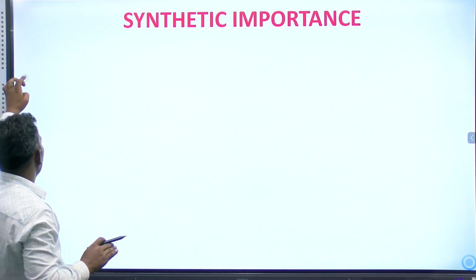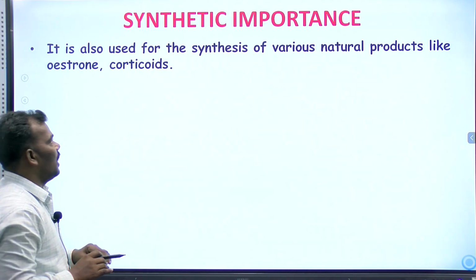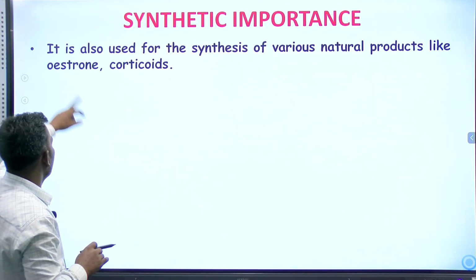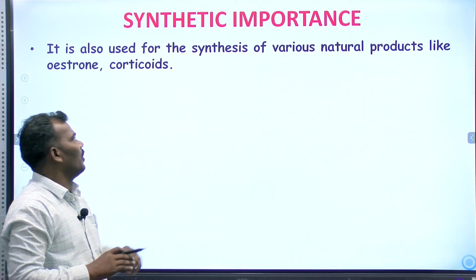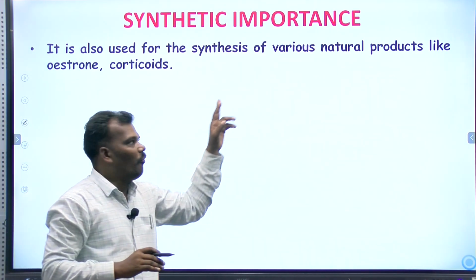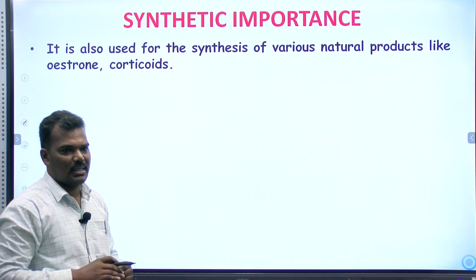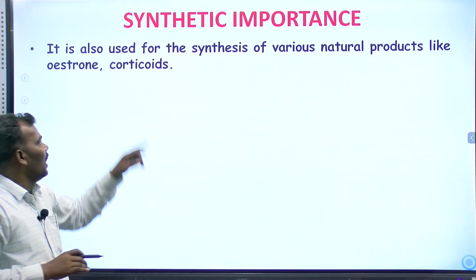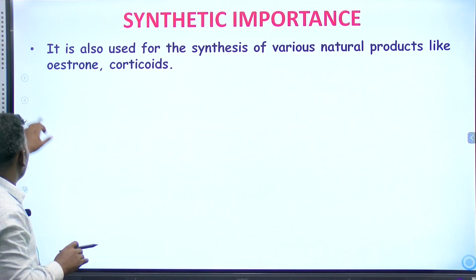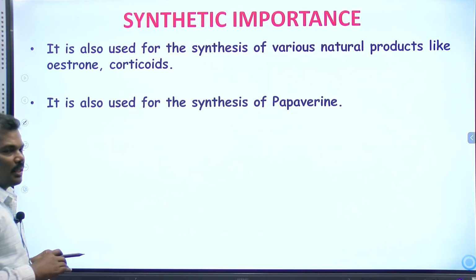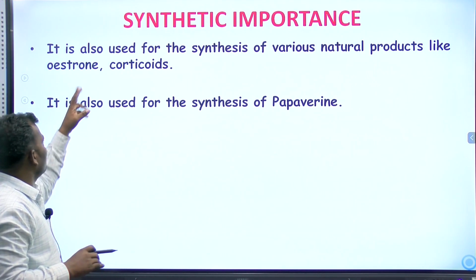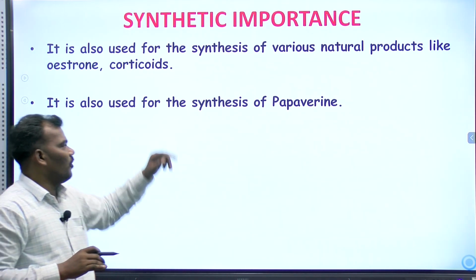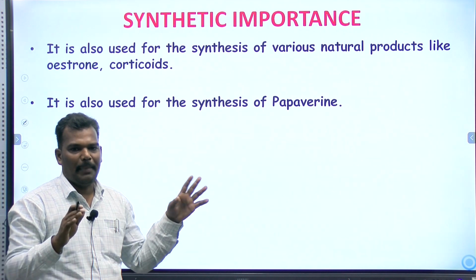Another synthetic application of the Arndt-Eistert reaction is that it is also used for the synthesis of various natural products like estrone and corticoids. Another important application is that the Arndt-Eistert reaction is used for the synthesis of papaverine.